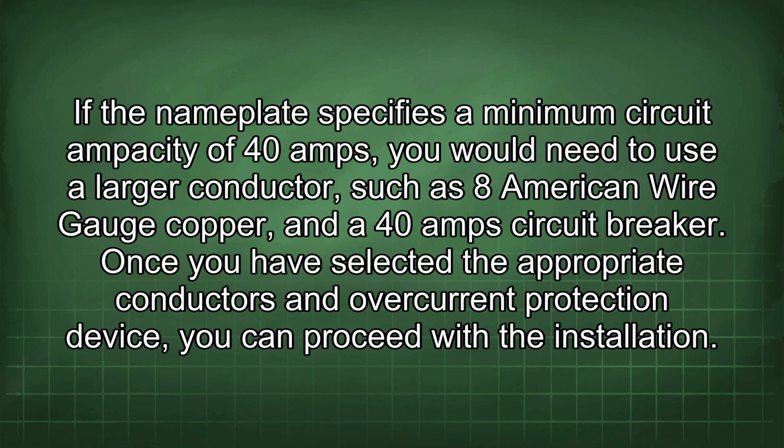If the nameplate specifies a minimum circuit ampacity of 40 amps, you would need to use a larger conductor, such as 8 American wire gauge copper, and a 40 amps circuit breaker. Once you have selected the appropriate conductors and overcurrent protection device, you can proceed with the installation.